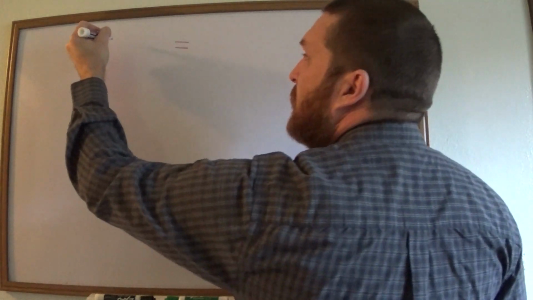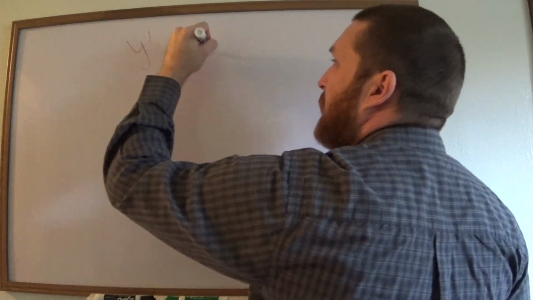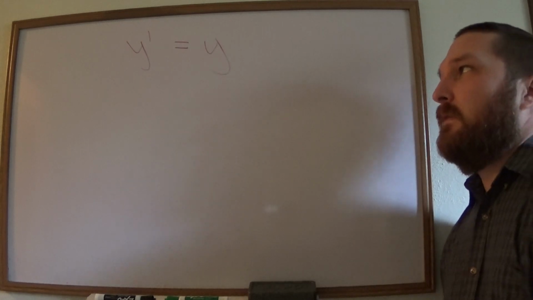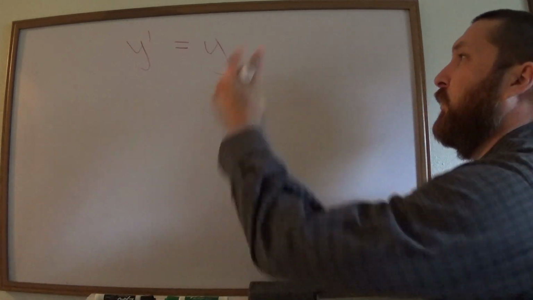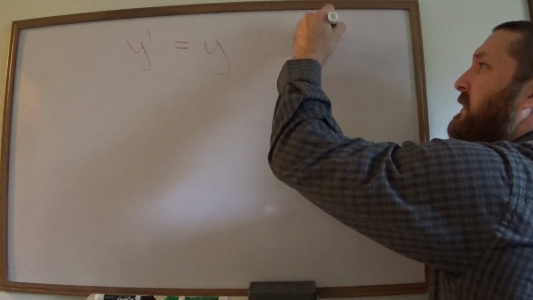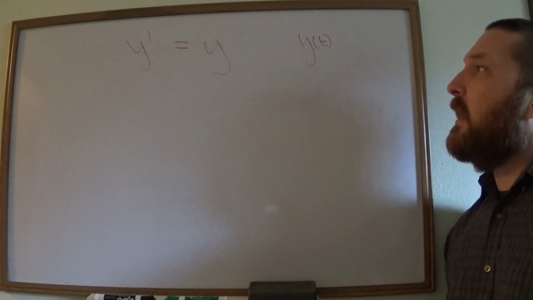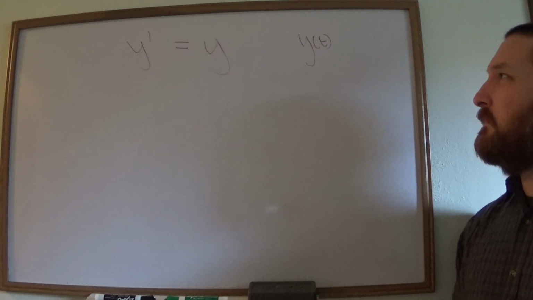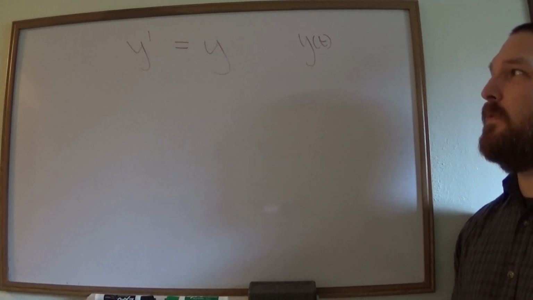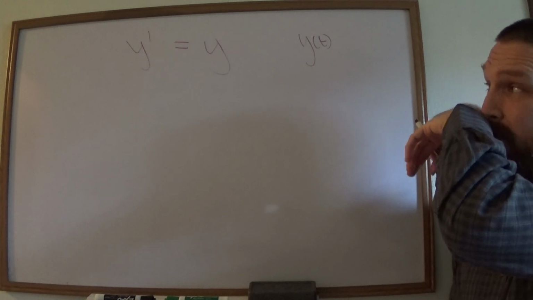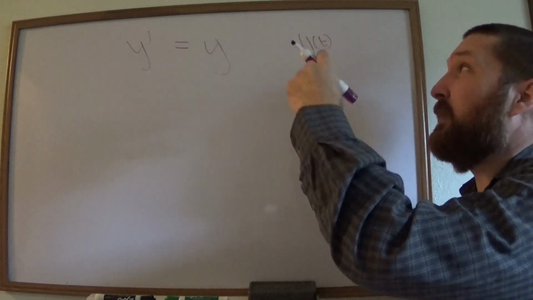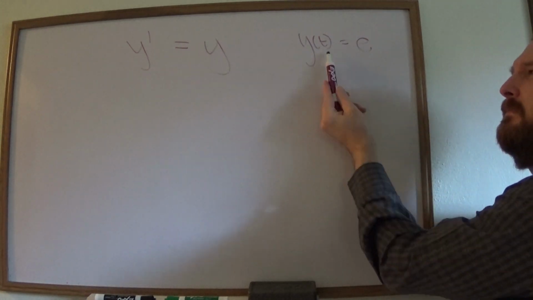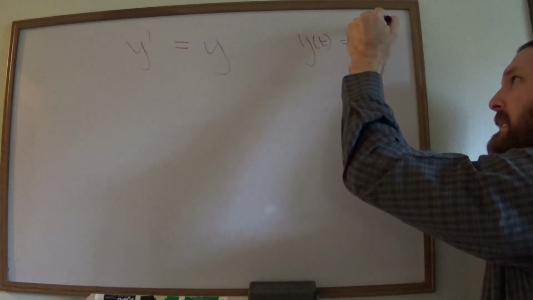Right? And so if I said y prime equals y, that's a differential equation. It says that we're looking for a function y of t that has this property. What function has this property? It's equal to its own derivative. E to the x. So would it be e to the y? Wait, e to the t. e to the t, right?